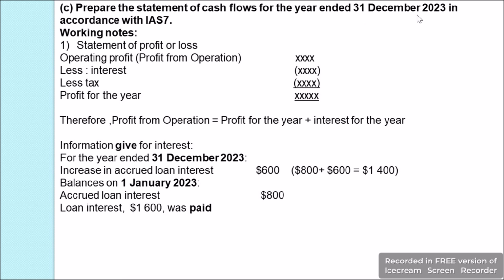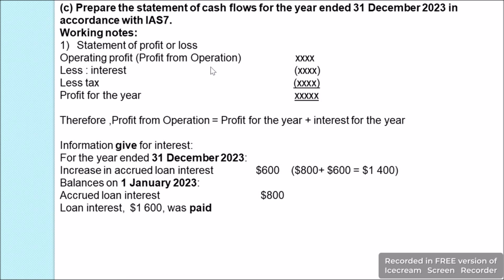In the C bit of the question, we are asked to prepare the statement of cash flow for the year ended 31st December 2023 in accordance with IAS 7. Now, before proceeding and making the statement of cash flow, let's do all our workings in our working notes. We'll start with the profit from operation.